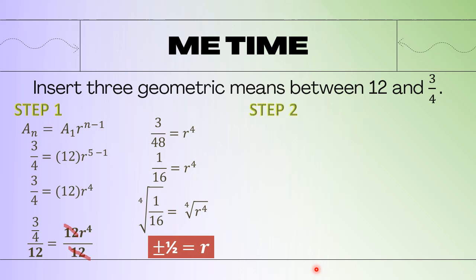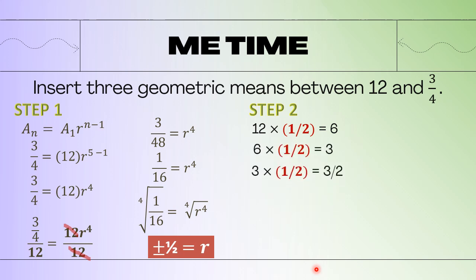Okay, moving on, let us multiply the common ratio to the preceding term, and I'm going to start with 12, of course. So 12 times 1/2, it's positive 6. Then 6 times 1/2, it's positive 3. And 3 times 1/2, it's 3/2. Okay, so of course, we are going to consider as well the common ratio, which is negative 1/2.